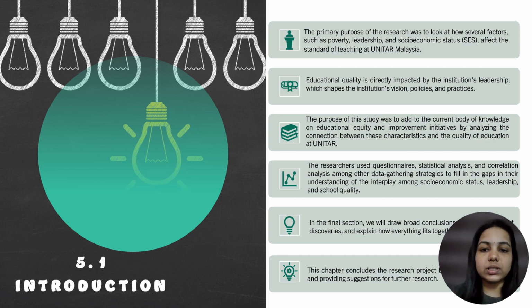This chapter concludes the research project by discussing its findings and providing suggestions for further research. In doing so, it provides a thorough examination of the connection between poverty, leadership, socio-economic status, and the quality of education at UNITAR Malaysia and incorporates the study's methodology and major variables.